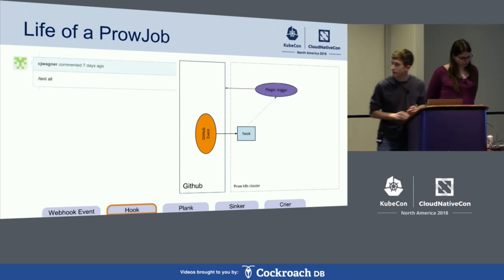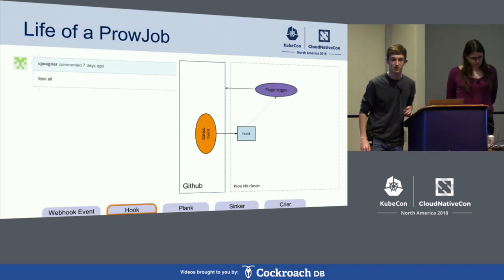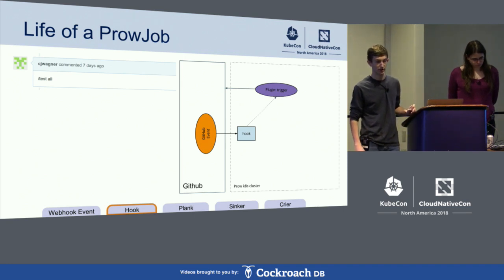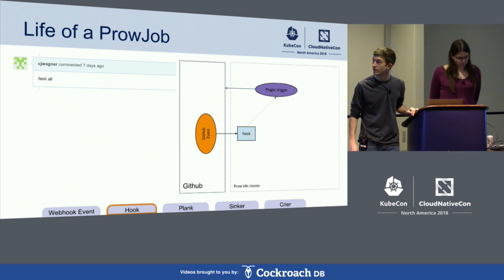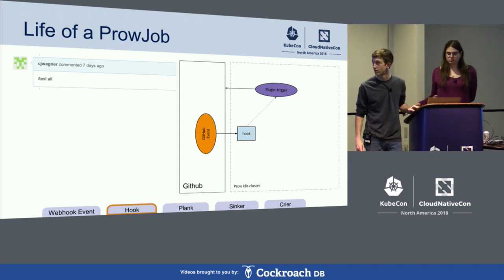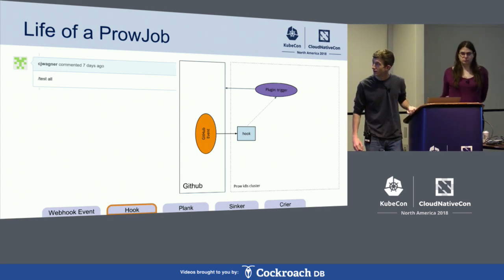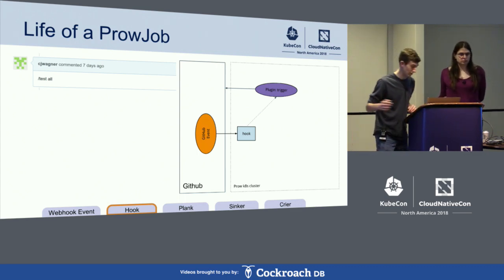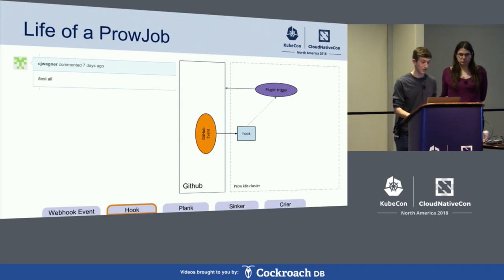You'll see that the hook binary is composed of a bunch of plugins. And these plugins provide different bits of functionality for different use cases, and we can enable them individually. They don't even have to live inside the binary. So the trigger plugin is probably one of the most common plugins, and it reacts to GitHub events that indicate that a ProwJob needs to be created and run. So yeah, in this case, we would react to a /test all command here.